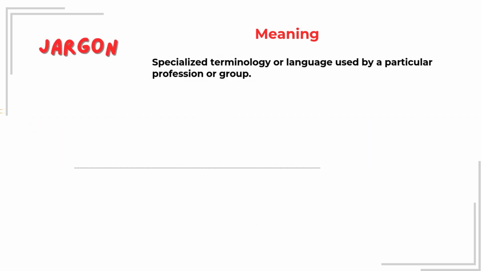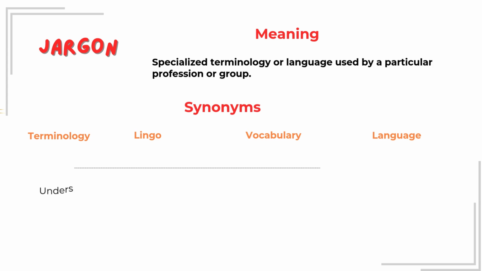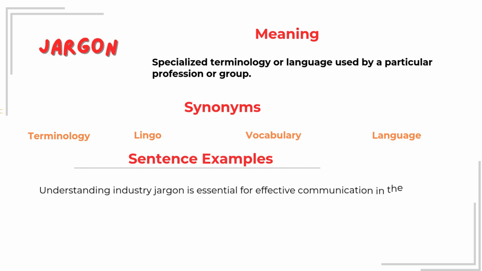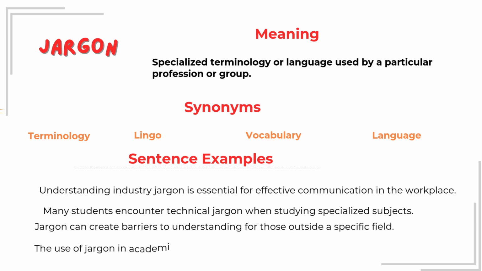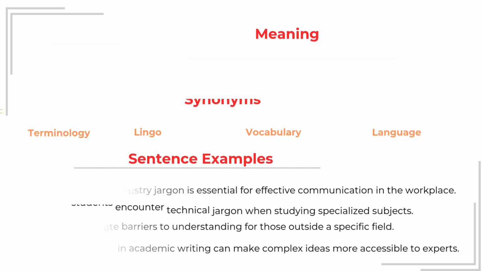Jargon. Specialized terminology or language used by a particular profession or group. Terminology. Lingo. Vocabulary. Language. Understanding industry jargon is essential for effective communication in the workplace. Many students encounter technical jargon when studying specialized subjects. Jargon can create barriers to understanding for those outside a specific field. The use of jargon in academic writing can make complex ideas more accessible to experts.